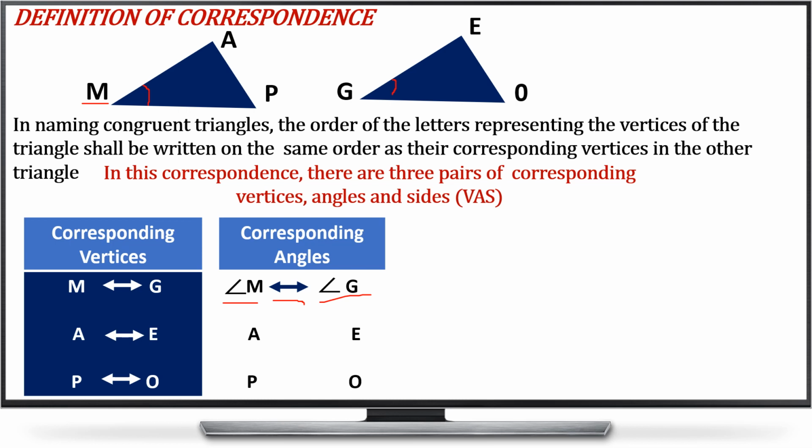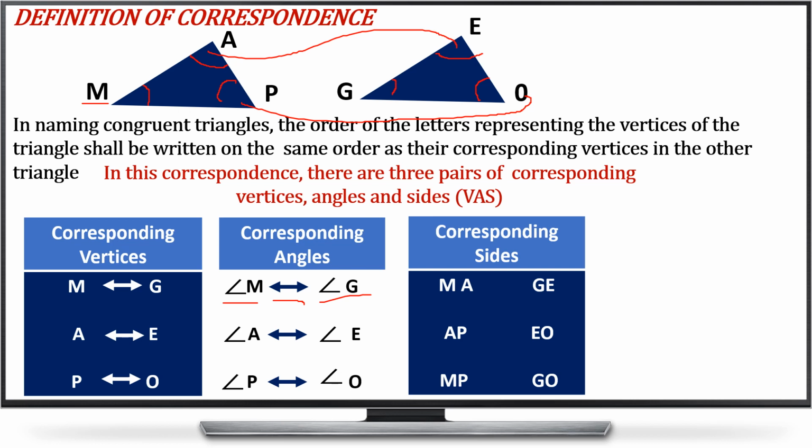Next, we have angle A correspond to angle E. So, ibig sabihin nun, angle A correspond to angle E. So, silang dalawa mag-partner. And of course, we have angle P correspond to angle O. So, ibig sabihin nun, yung kapartner nito, angle P must correspond to angle O. Silang dalawa naman ang mag-partner.